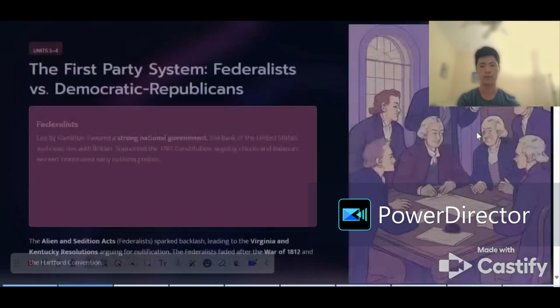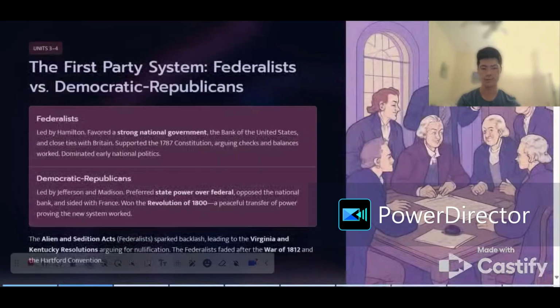So we begin with the first party system, the Federalists and Anti-Federalists. The Federalists are led by Alexander Hamilton. They favor a strong national government, the Bank of the United States, and closer ties with Britain, and this is really manifested in the Constitution, saying that the federal government needs to be empowered. They didn't like the Articles of Confederation.